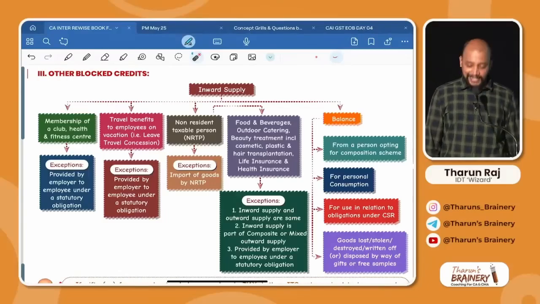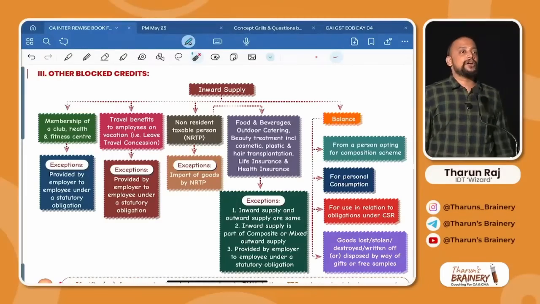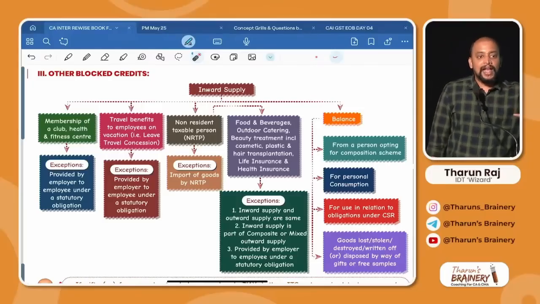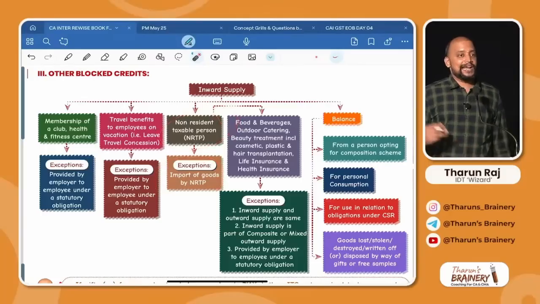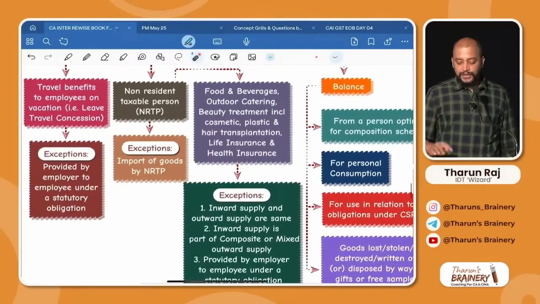Yes. Will she come under NRTP? Yes. She is an NRTP because she is non-resident, outside India to India, and they don't have any fixed place of business in India. Only on import of goods they can take ITC. Clear? Next one. Next one you see.